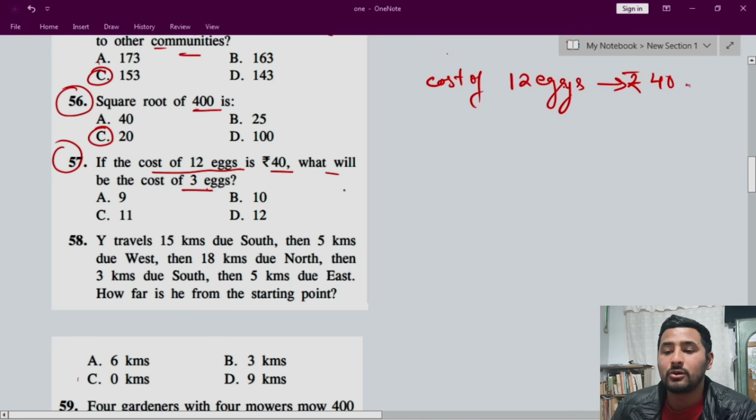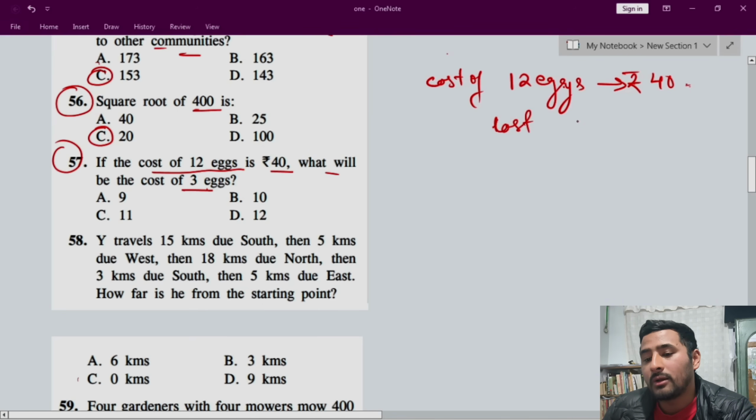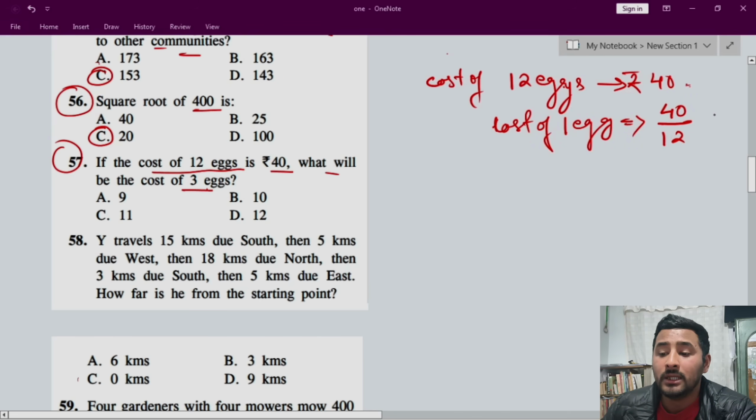So if 12x costs rupees 40, how will you do it? The cost of one egg will be how much? The cost of one egg will be 40 divided by 12. Don't cancel it, because you'll get a decimal point. Leave it like this. Now how many are they asking?